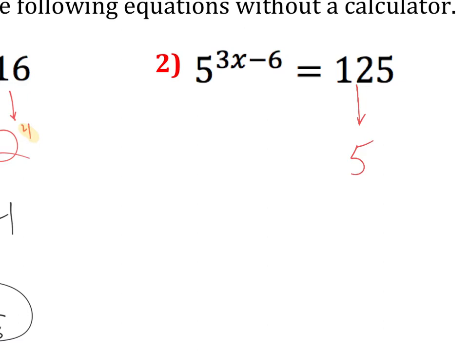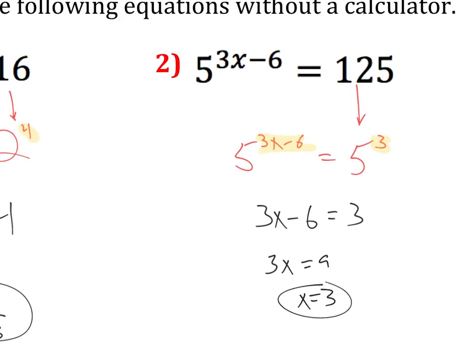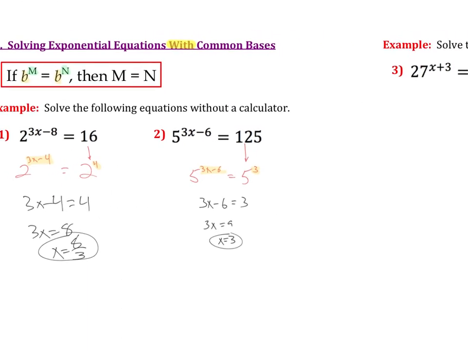Well, today's our lucky day. 5 to the 3rd power is 125. So we have 5 to the power of 3x minus 6 equals 5 to the 3rd power. The bases are the same, therefore the exponents can be set equal to one another. So I've got 3x minus 6 equals 3. We'll move the 6 over to get 9, and then divide by 3. So 3x equals 9, therefore x is 3. Not too shabby on those ones.